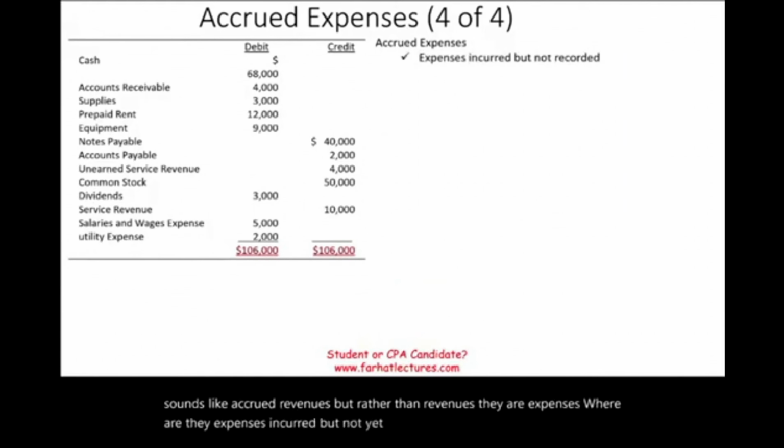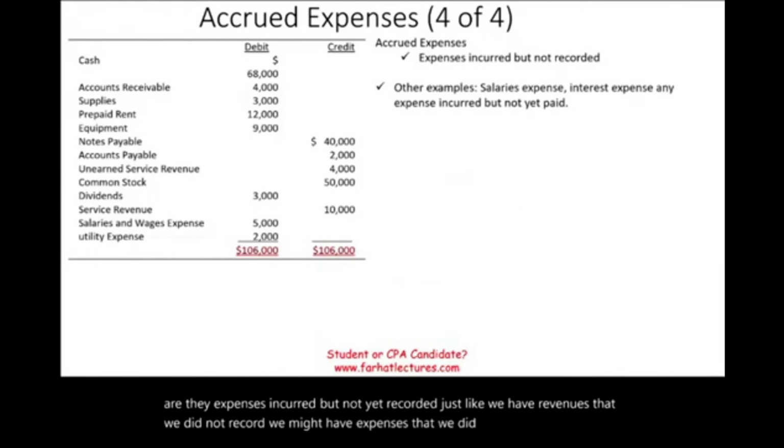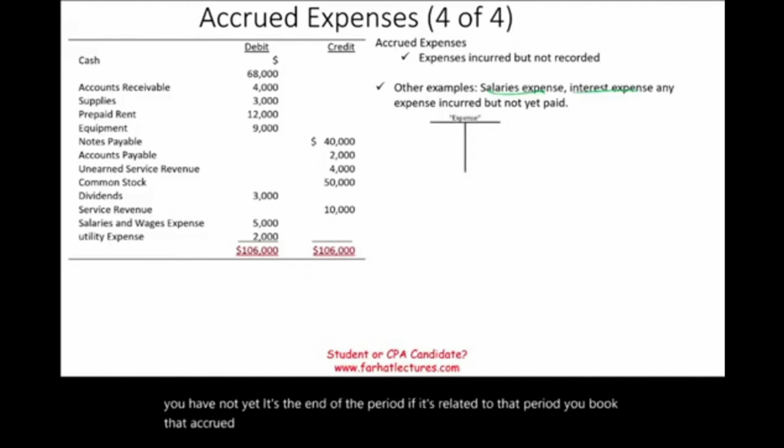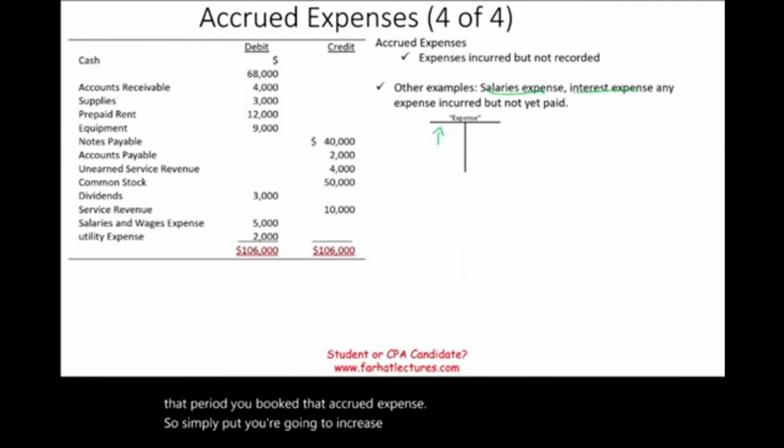Just like we have revenues that we did not record, we might have expenses that we did not record. Examples could be salaries, interest expense, any expense that you know you have to account for, but you have not yet. It's the end of the period. If it's related to that period, you book that accrued expense. So simply put, you're going to increase an expense when you book accrued expense, but since you're not paying it now, you're going to increase a liability.